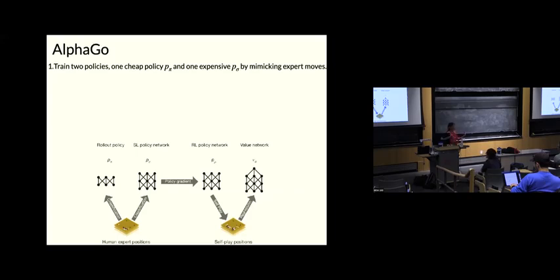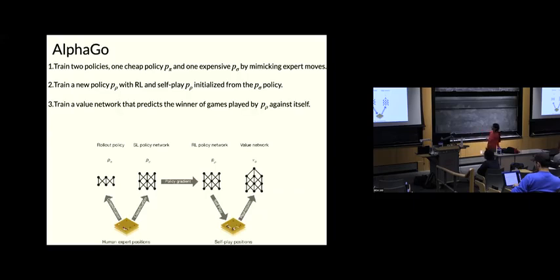First, we're going to train 2 policies, a cheap and an expensive one. Second, we're going to train a 3rd policy with reinforcement learning and self-play. The first 2 policies are trained supervised from human experts. Third, we're going to train a value network based on the reinforcement learning policy. And last, we're going to combine the policy and value networks in the Monte Carlo research process.